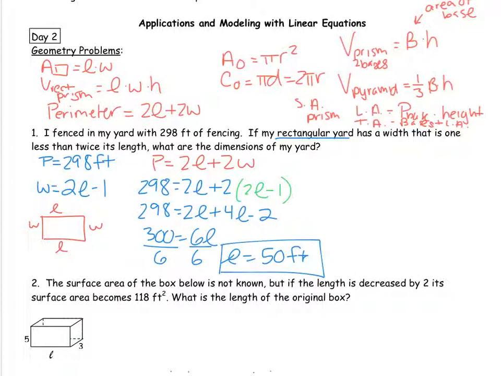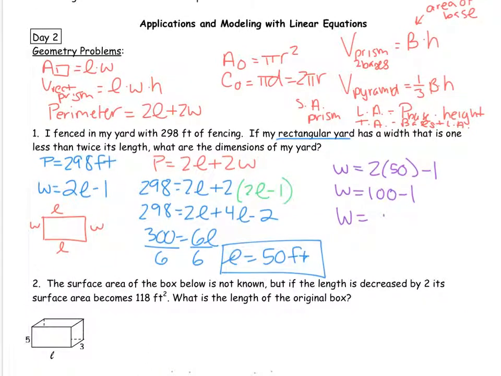And then to find W, I'm just going to plug that in. So W is 2 times 50 minus 1, 100 minus 1, which gives me a width of 99 feet.